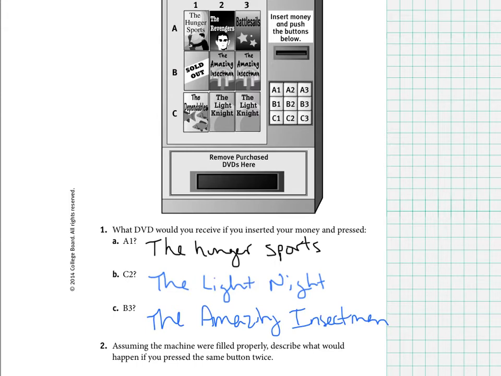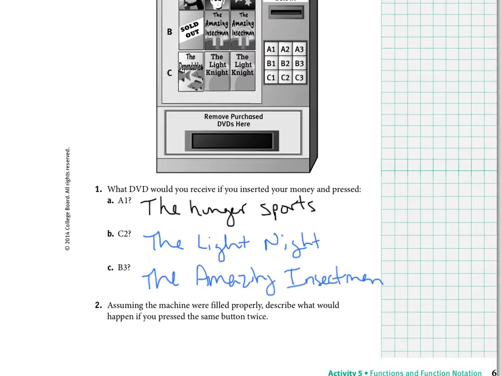Okay, pretty simple. You push a button, you get an input, you get an output. I inputted A1, I got Hunger Games. I inputted C2, I got the Light Night. You would never input C2 and get the Hunger Sports and the Light Night. That just wouldn't make sense. So, move on to number 2.